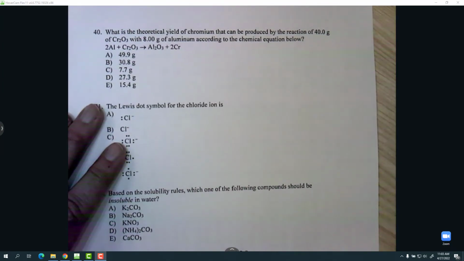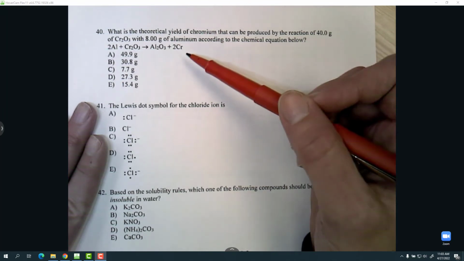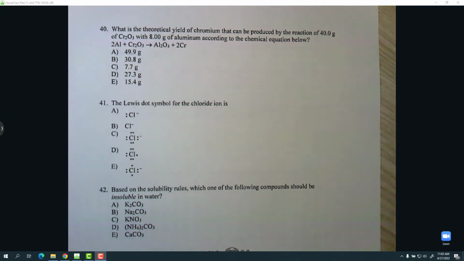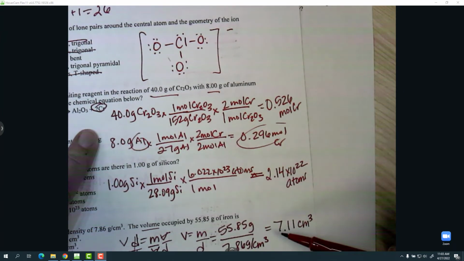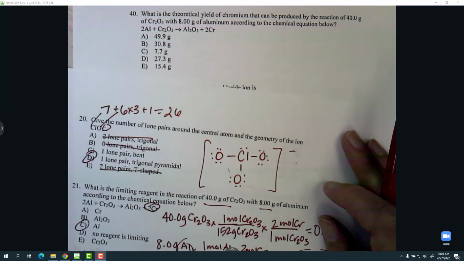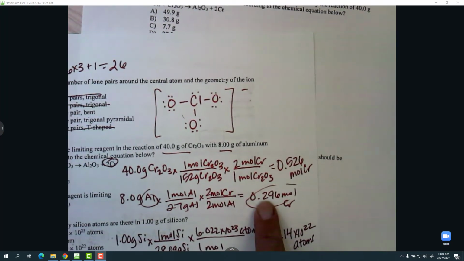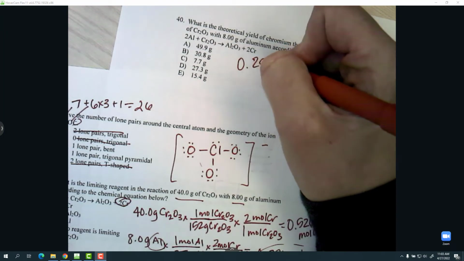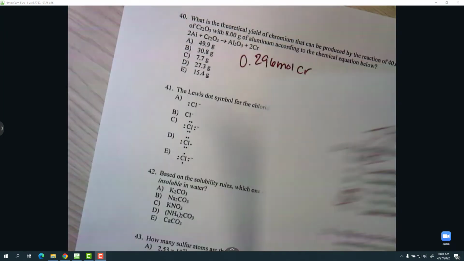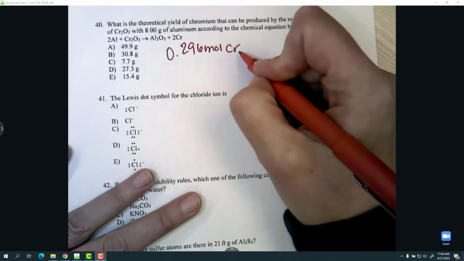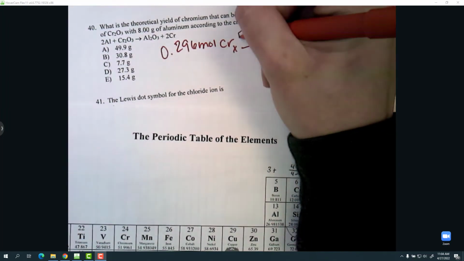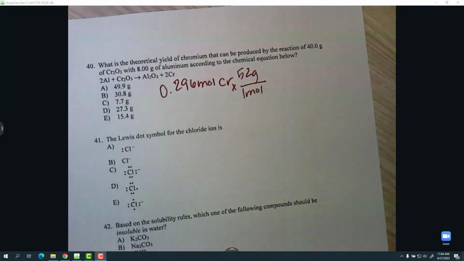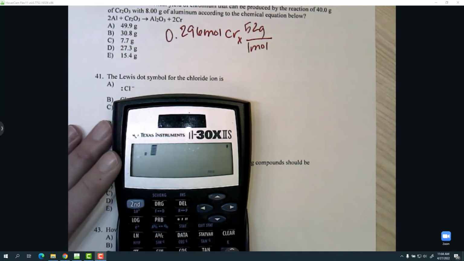All right. Number 40. Okay, we did this. We did a question just like this. Let's go back to our work on this one. It says, what is the theoretical yield of chromium? Oh, and look at that. I actually already made it all the way to moles of chromium. This is the exact same problem. So I can start from this answer here that I circled. I need to know the limiting reagent, but since I already did that, now I can just convert that to grams of chromium. And I should have my answer. So that was lucky.